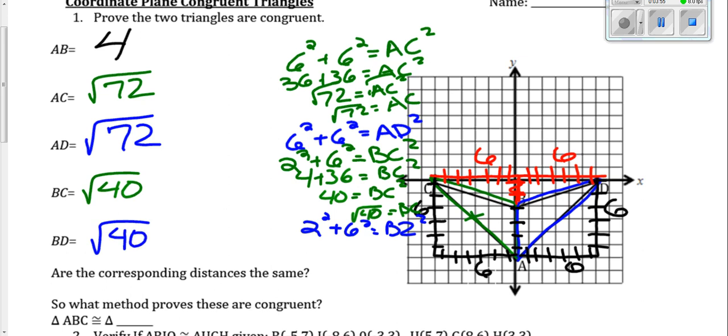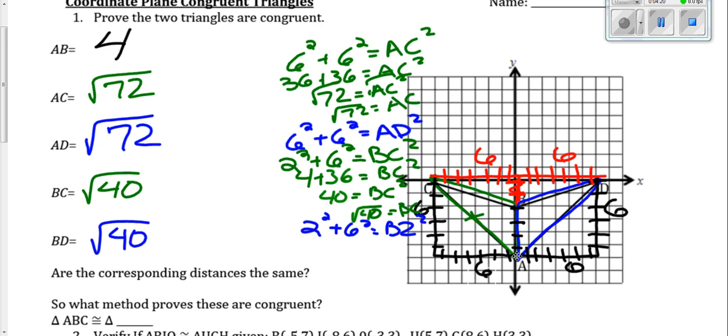So one of the methods that we learned to use to prove that triangles are congruent was side, side, side. Finding the side lengths, and if all 3 sides of one triangle are congruent to the corresponding sides of the other triangle, then I'm good to go. I can show the 2 triangles are indeed congruent. And since I'm working on a coordinate plane, that's what I can do. I can find side length. Once again, I don't know anything about my angle, so I can't use that.